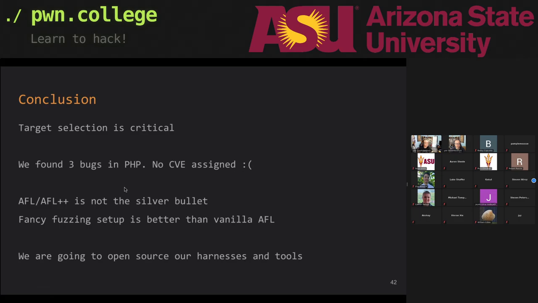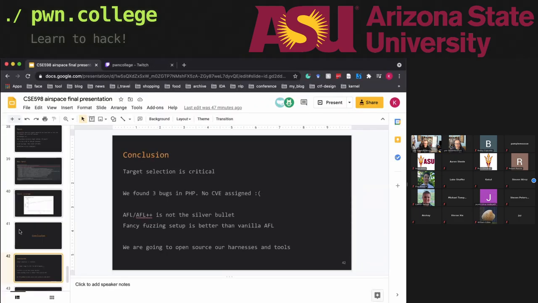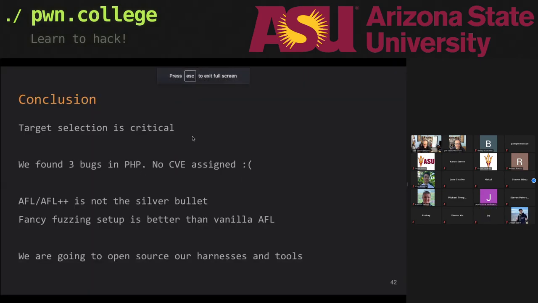So, in conclusion, target selection is critical. Our target is very hard, and we only found 3 bugs in it, and no CVE assigned. And we also concluded that AFL and/or AFL++ is not the silver bullet. It cannot find bugs in all programs. But a fancy fuzzing setup is better than the vanilla AFL. And we're going to open source our harness and tools in the future.